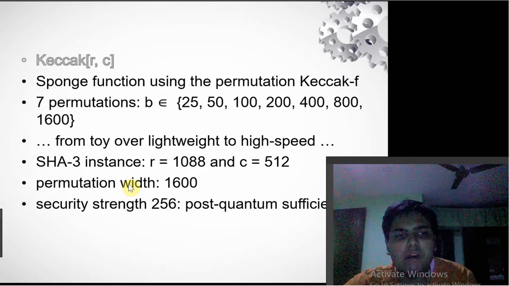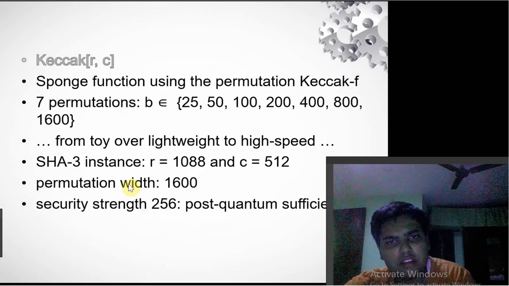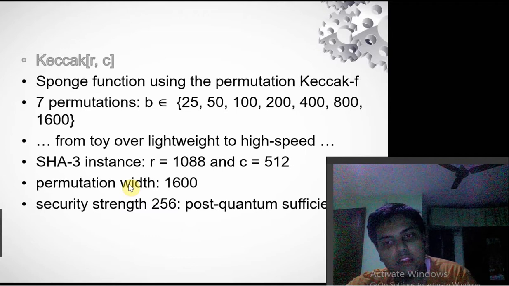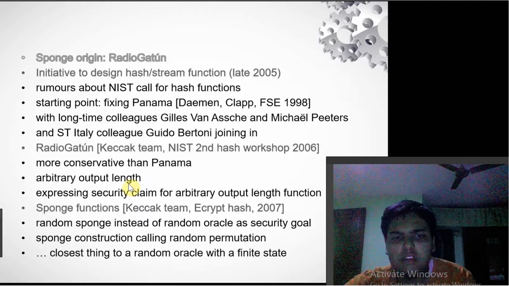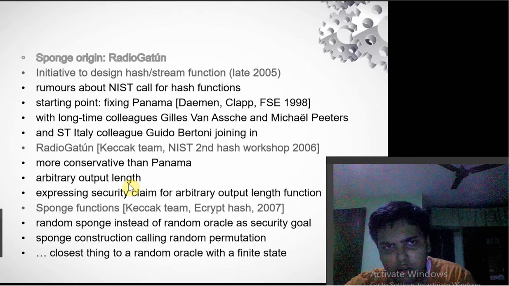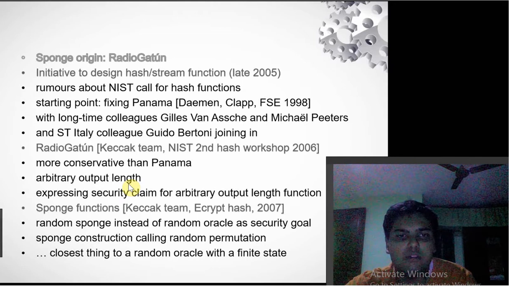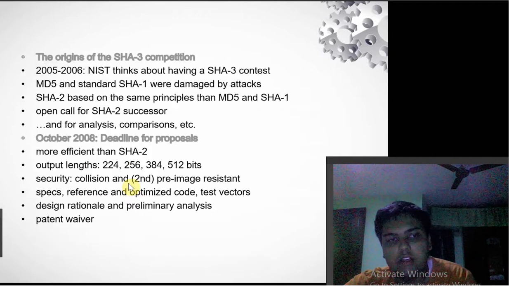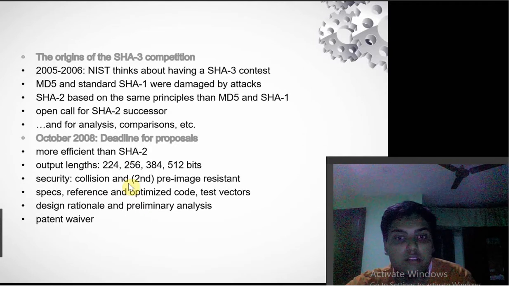To give a more detailed explanation about Keccak, Keccak is a sponge function. From toy to lightweight to high-speed SHA3 instances, for example, if we are taking a rate of 1088, and a capacity of 512, the width will be 1600. So you can say the security strength is post-quantum sufficient here. The sponge origin is from the long-time colleagues Gilles Van Assche and Michaël Peeters. The 2008 deadline for proposals, design rationale and preliminary analysis, and a patent waiver were also given.